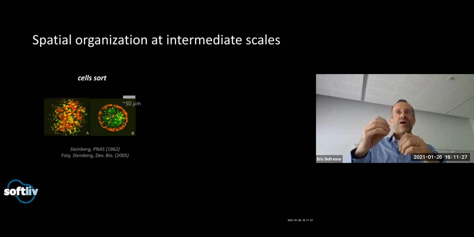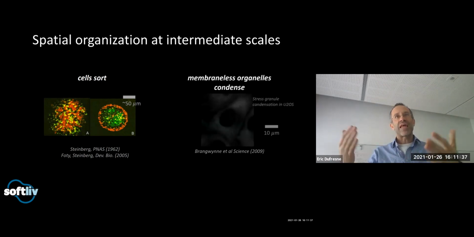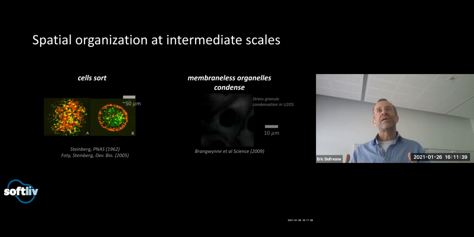Or there would be one cell type on the right in a little ball and another cell type on the left in a ball. So yeah, that's cell sorting. Another thing that happens at a different length scale inside of a single cell is the formation of a membraneless organelle. So I'm going to show you a movie of an example here.